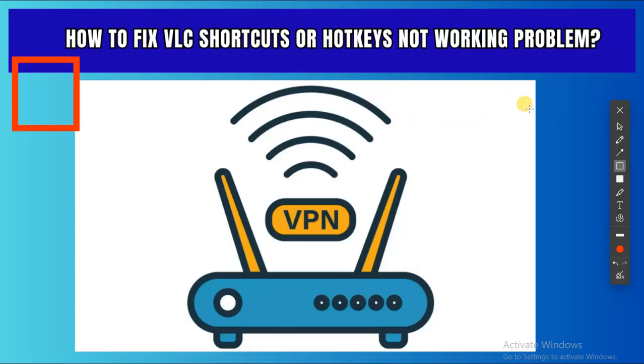First, open VLC and go to Tools, Preferences, Hotkeys. Make sure all the hotkeys you want are assigned and not conflicting with other programs. You can reset them to default if needed.